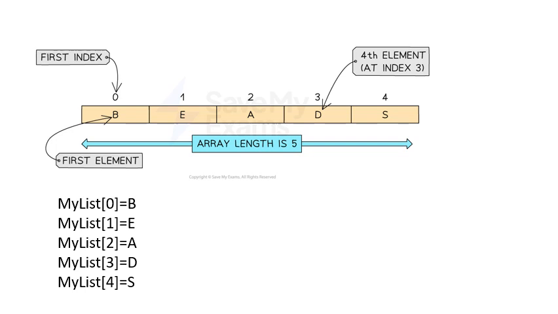This is index 0, 1, 2, 3, 4, and this is the index. The array name is my list. So in the first index 0, the value is B. Similarly, in index 1, the value is E. Index 2, the value is A. Index 3, the value is D. And index 4, the value is S.